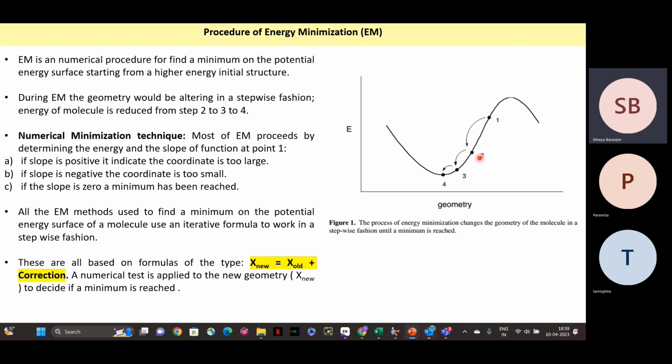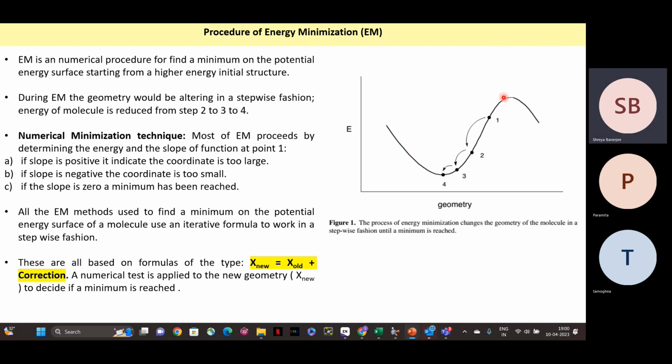So from 1, it will come to 2. In 2, the slope is still positive. So again, we need lower values of the x-axis, and it will go to 3, and it will continue this till it reaches 4. Now in 4, the slope is 0. That means the minimum has been reached. Now suppose our initial point was in the opposite direction, like our initial point was here. So the slope is then negative. That means the coordinate is too small. So we need to go to larger values of the x-axis. So if we started from here, it would jump here, and then eventually it would reach the same minimum.